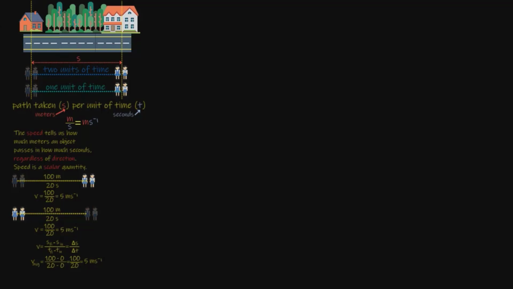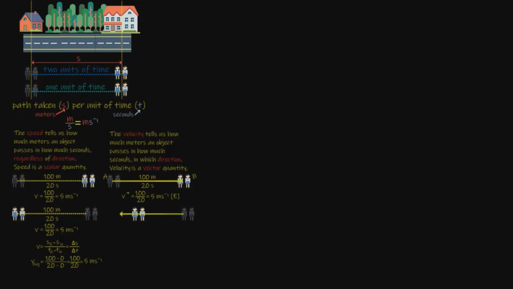On the other hand, we have velocity. The velocity tells us how many meters an object passes in how many seconds in which direction. Velocity is a vector quantity. Let's observe the same motion A to B by considering the direction. Same 100 meters in same 20 seconds to the east. Direction is important. Now, see the motion B to A. In this case, velocity becomes 5 meters per second to the west.